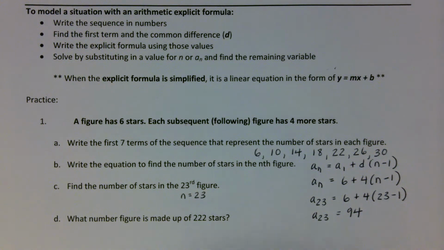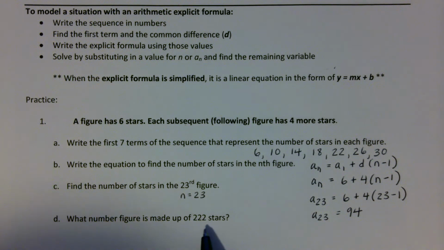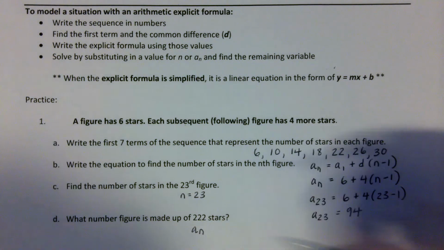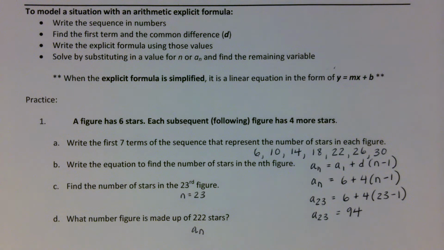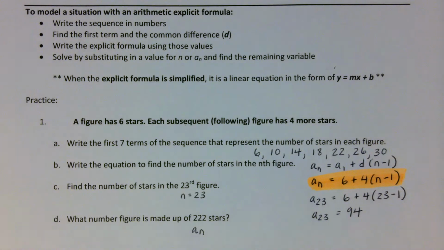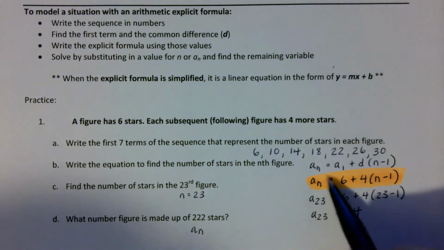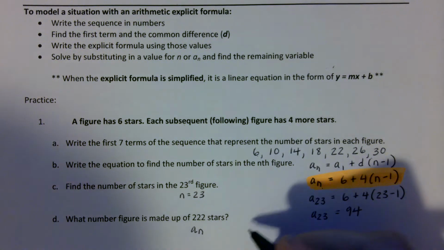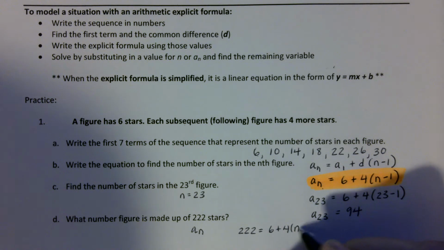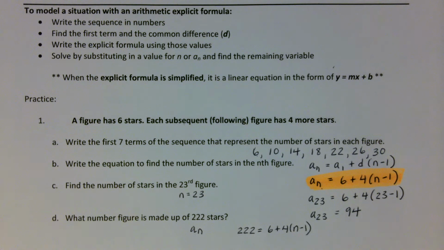Okay, sometimes you're asked it slightly differently. In this case, what number figure is made up of 222 stars? So instead of telling you the number of the figure, I'm telling you the end result. I'm giving you a sub n. We still are going to use our same formula for the arithmetic sequence, our explicit formula. And if a sub n is 222, in place of this, we're going to put 222. So 222 equals 6 plus 4 times n minus 1. Remember, stop the video, solve for n, and then start it again, see if you did it correctly.